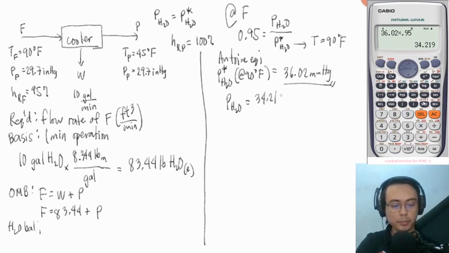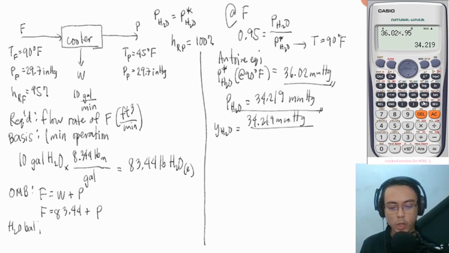34.219 millimeters mercury. Okay, now how do we use this partial pressure value to determine the mole fraction of water? Well, you go back to Dalton's law of partial pressures. The mole fraction of water, remember we are still in the feed, no? The mole fraction of water is simply the partial pressure of water, 34.219 millimeters mercury, divided by the total pressure.